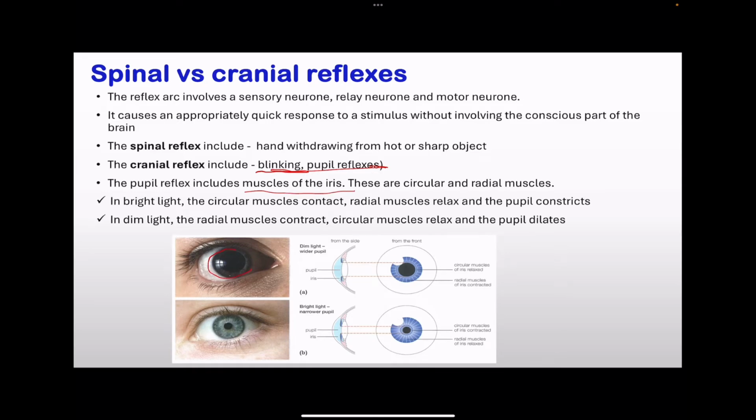Here the pupil is wider or dilated, and here we see the pupil is constricted. These muscles include the saccular muscles as well as the radial muscles. When there is bright light, the saccular muscles are going to contract. The radial muscles will relax so that the pupil can constrict, as we can see here. And in dim light, the radial muscles are going to contract, the saccular muscles are going to relax, and the pupil is going to dilate in order to allow more light into the eyes so that clear vision can be achieved.